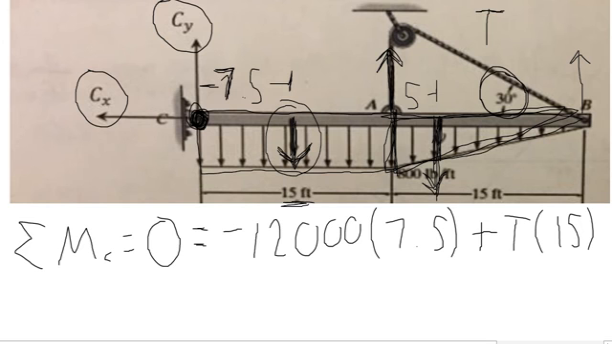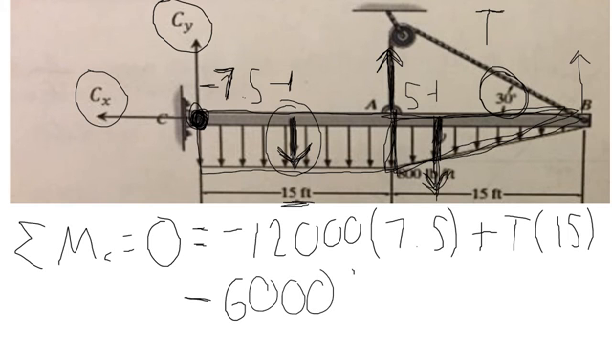Again, we keep moving to the right, and then we have the force of our triangular distributed load. Again, this acts in the clockwise direction, so we'll make that a negative. This whole thing is one equation here. I just ran out of space, so I'm moving down. And we said that was 6,000. And the distance it acts from the pivot point, we have our 15 plus our 5, so we get 20.